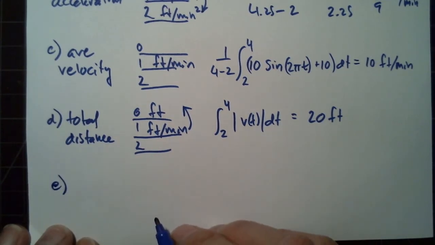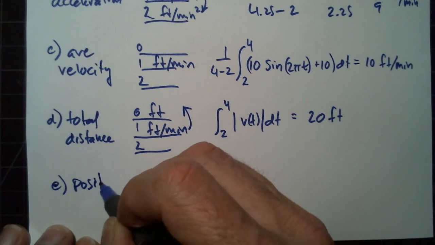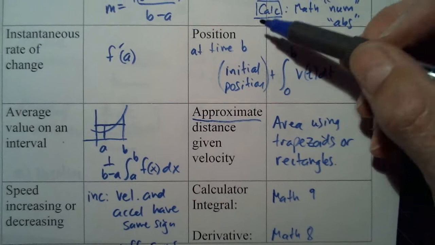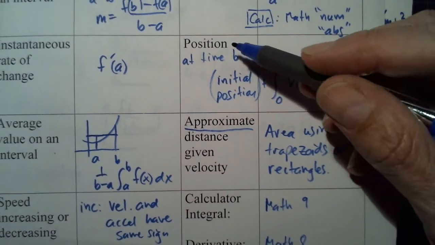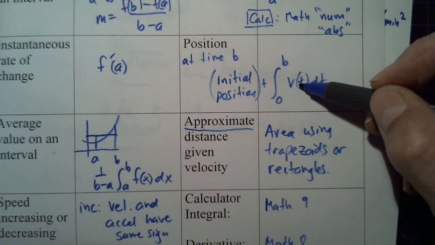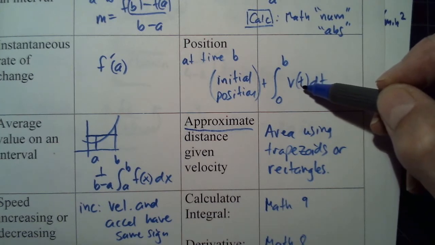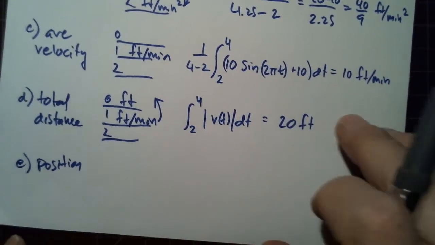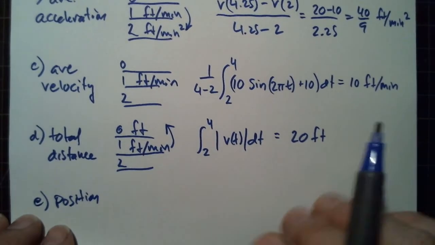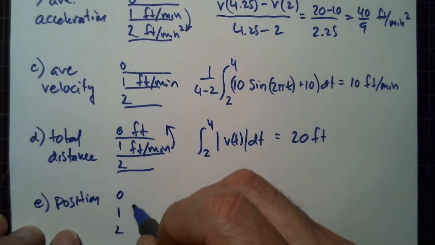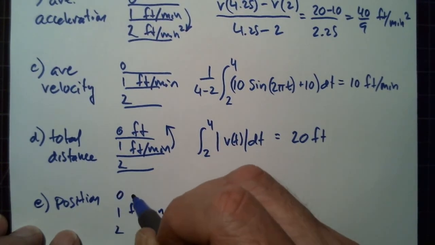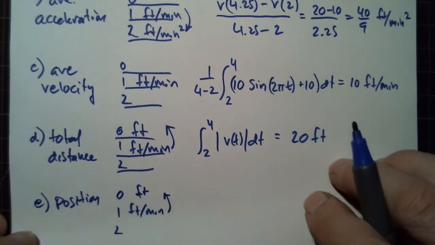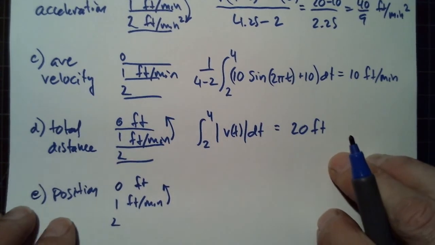Find their position. So now the key word is position, and we look back at position. We know that position is going to be an integral if we are given velocity, but we don't want to forget the initial position. So we know we're starting on level 1, feet per minute. We're trying to find position in feet. We're moving up a level, so that means we are going to integrate.